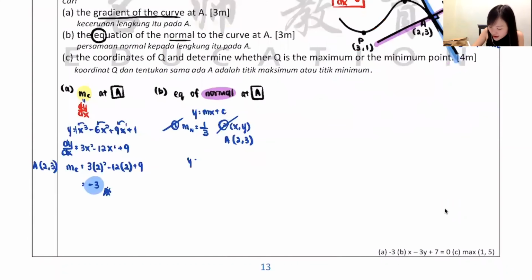So with that, now I want to find c. The y is 3, the m is 1/3, the x is 2, plus c. So 2/3 plus c equals 3. So the answer for c will be 3 minus 2/3, which I guess gives 7/3. Write nicely: y equals mx plus c.